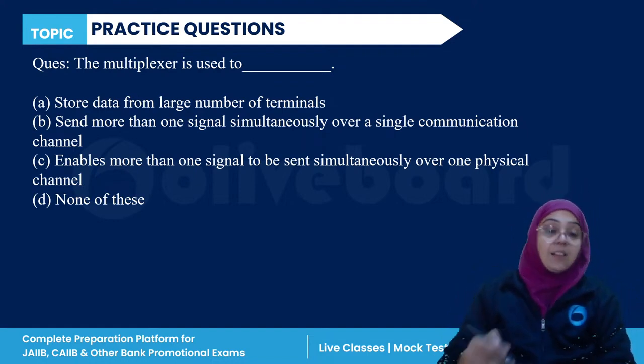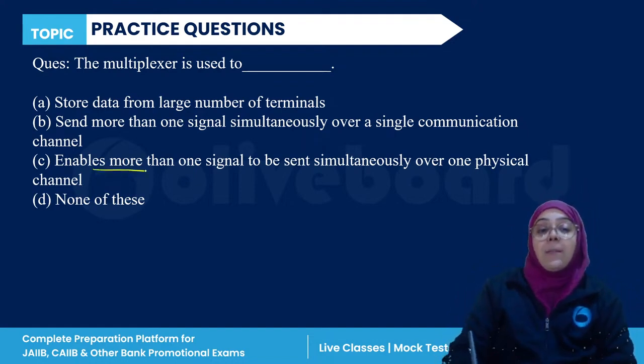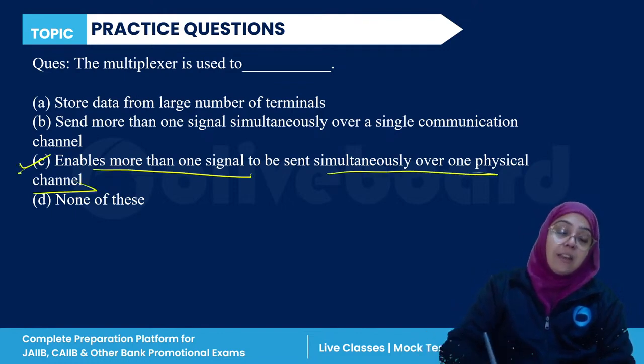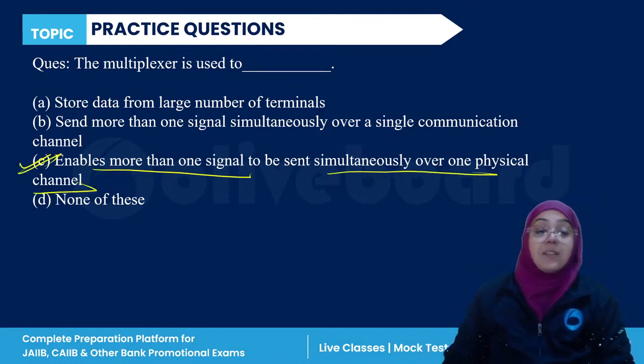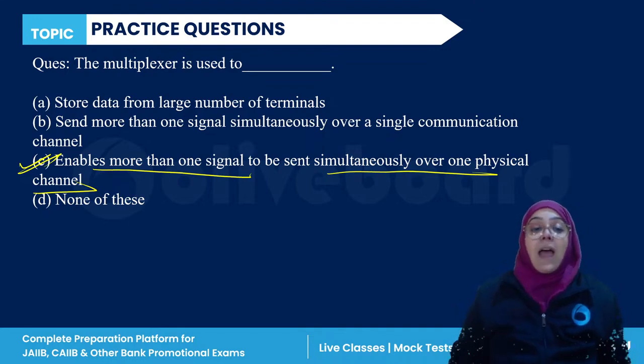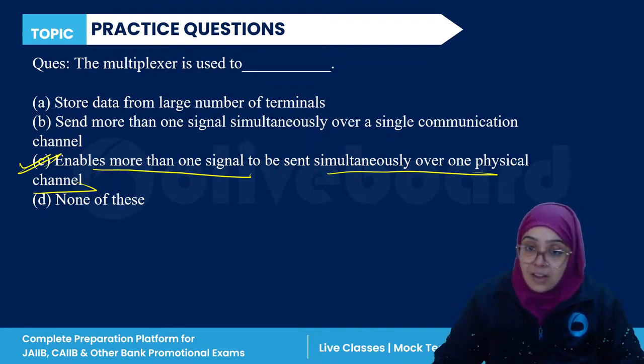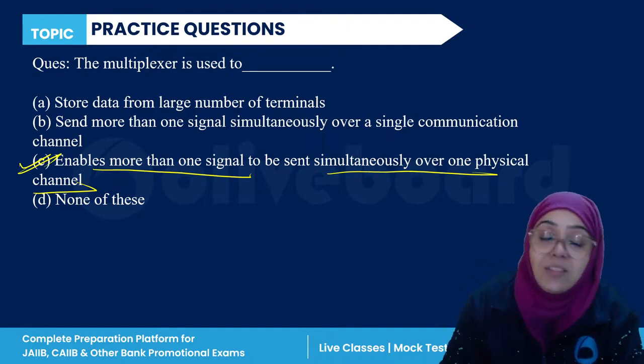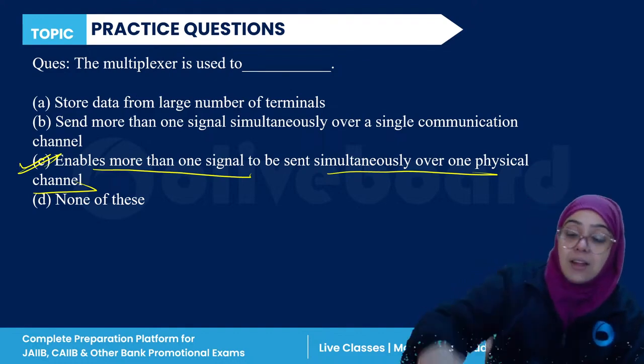So a multiplexer actually enables more than one signal to be sent simultaneously over one physical channel. Hema, correct. C is the correct answer. When you can send more than one signal simultaneously over one physical channel, then it's called a multiplexer. So C is the correct answer.